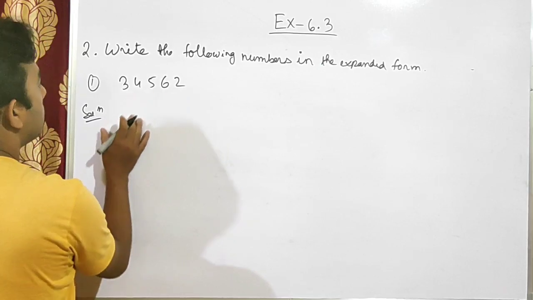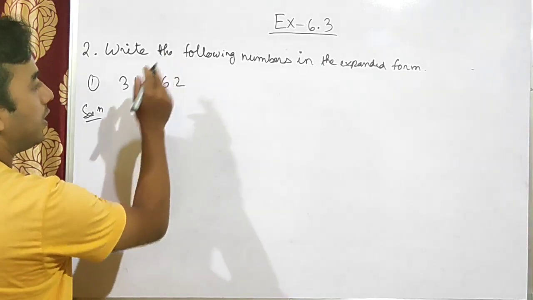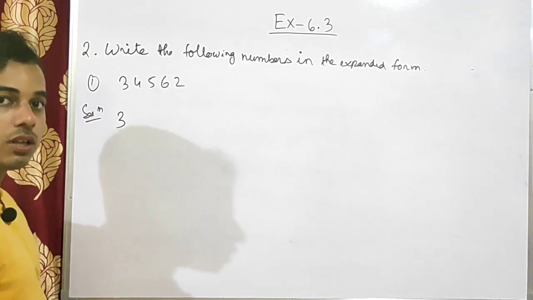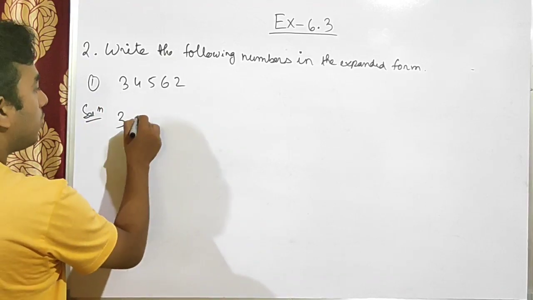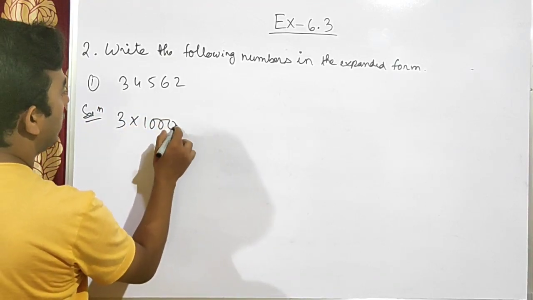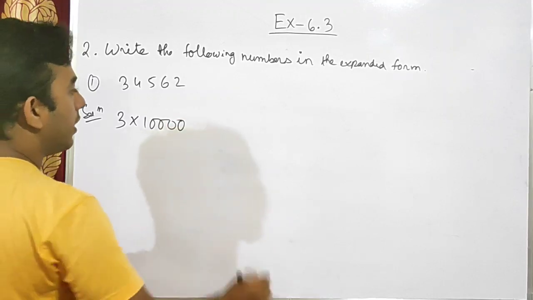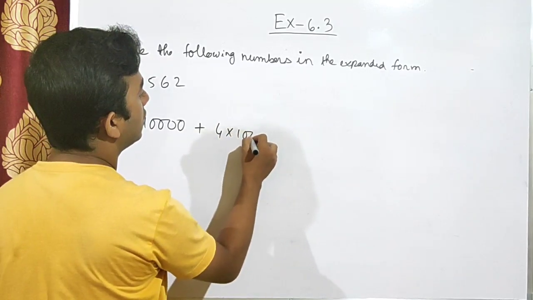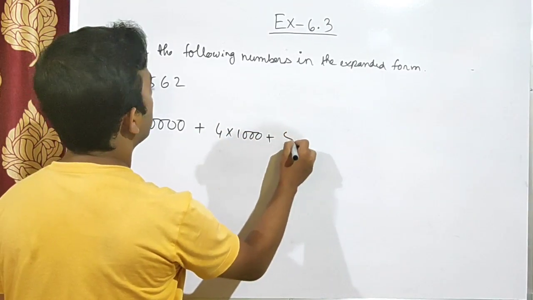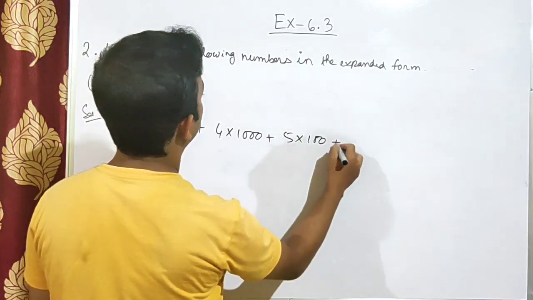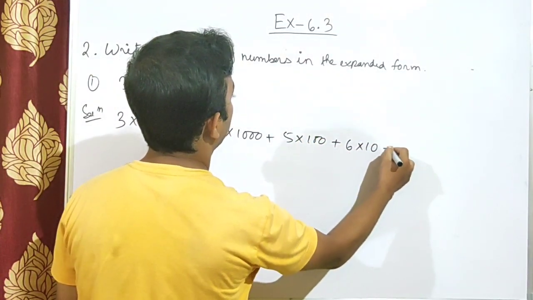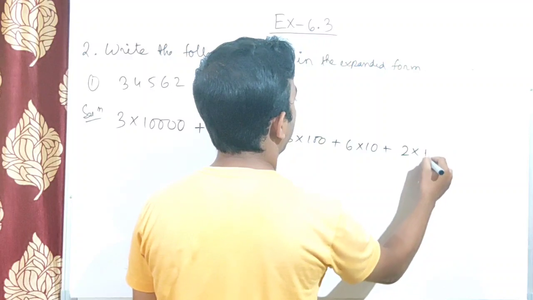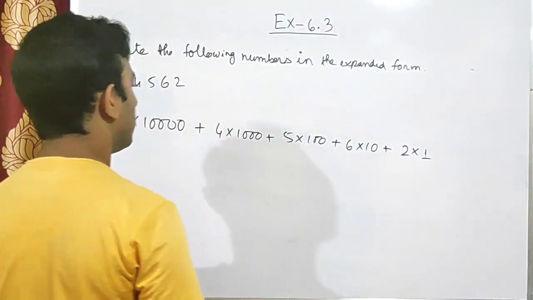So how can you find the place value? Let's start from the left hand side. 3. Now 3 is in which place? Ones, tens, hundreds, thousands, ten thousands. Ten thousands, right? So for finding place value, we'll multiply 3 with 10,000. Then plus. For the place value of 4, we'll multiply with 1000. Then 5 with 100, then 6 with 10, then 2 with what? 2 with 1. Clear?